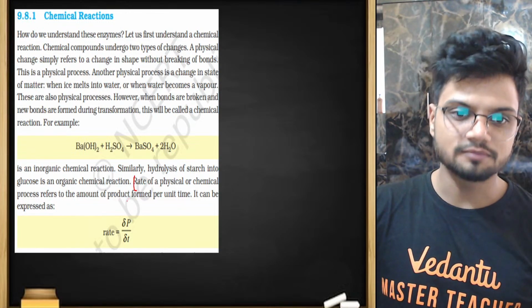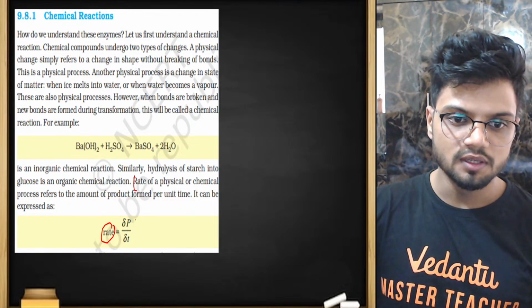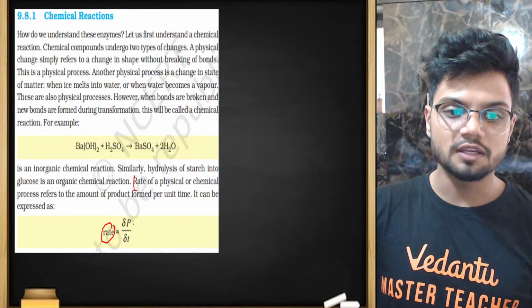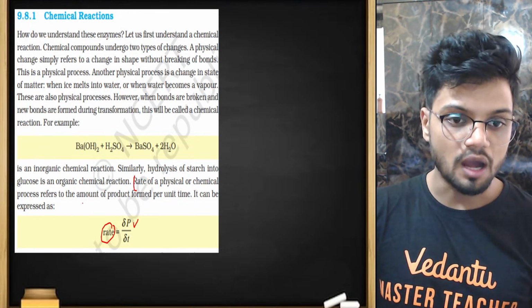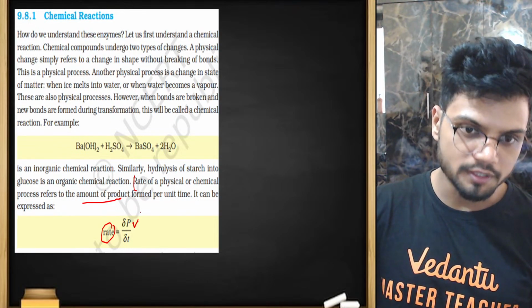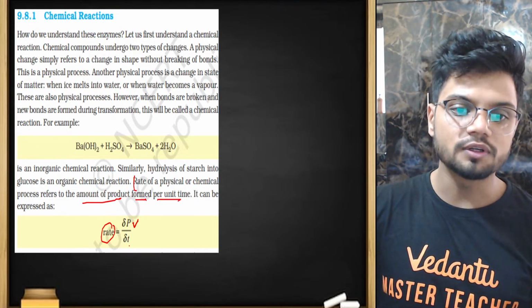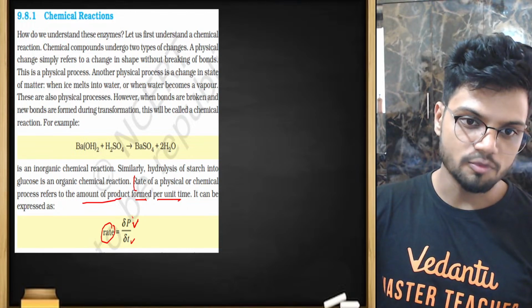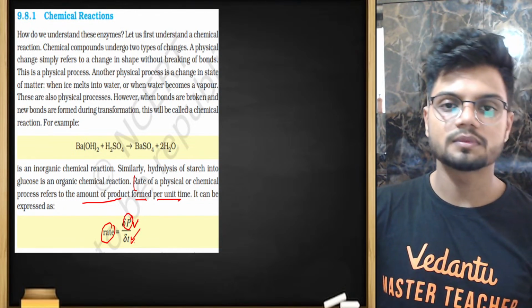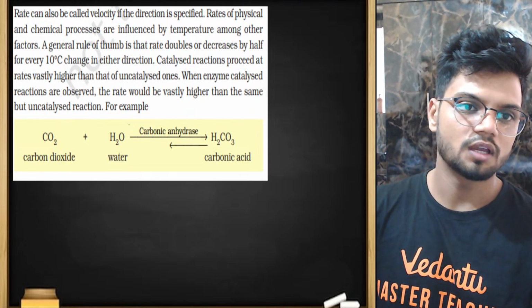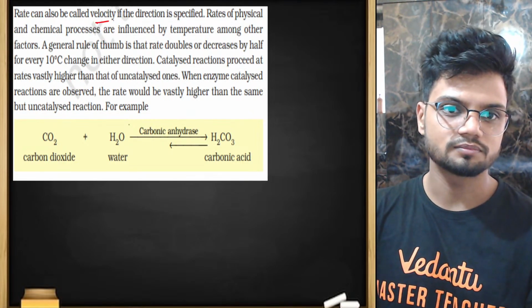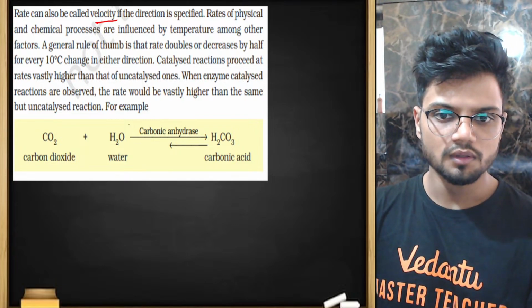What is rate? Rate of reaction is nothing but how much time it is taking for the formation of product. Rate of a physical or chemical process refers to the amount of product formed per unit time. So product versus time, that is the rate of reaction. If you add direction to it, it becomes velocity. Okay. This is what we learned.